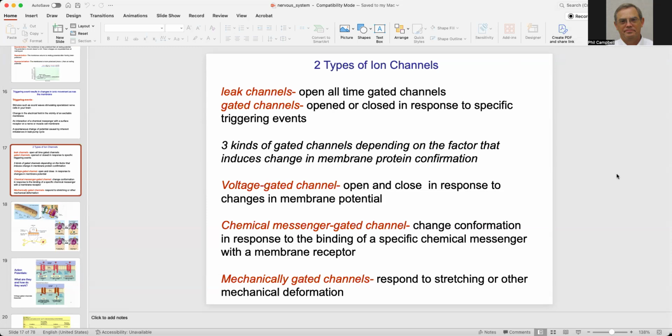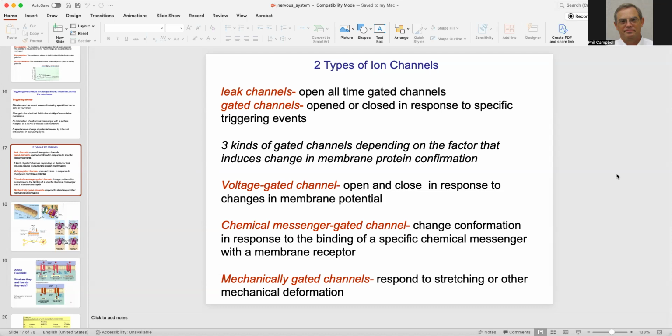So we had gotten to the point where we're specifically talking about gated channels. And remember, we talked about leaky channels because that's how membrane potentials are established. And remember, they're always open. Directionality and flow through it is determined by the number of those channels and concentration differences across the membrane.